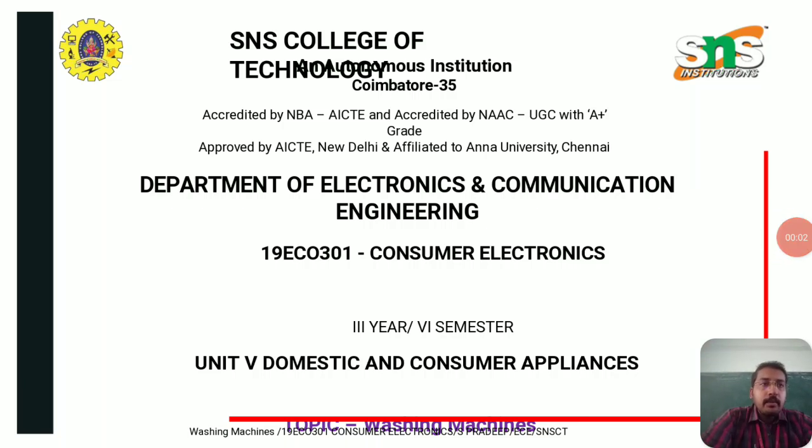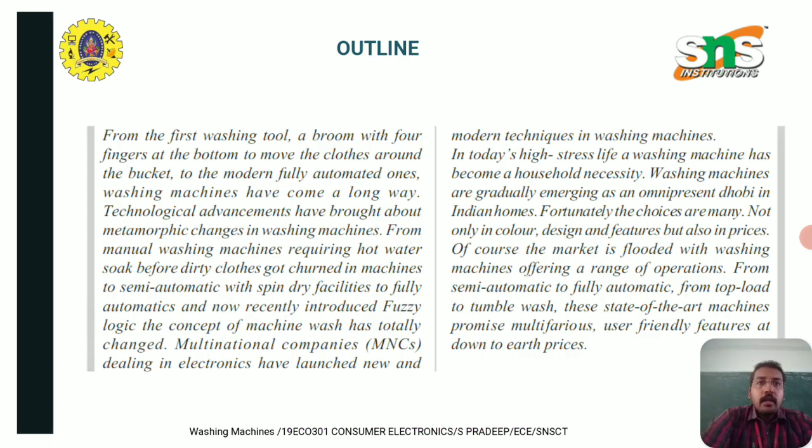Hi, in this video we are going to see about washing machines. Outline. From the first washing tool, a broom with 4 fingers at the bottom to move the clothes around the bucket, to the modern fully automated ones, washing machines have come a long way.